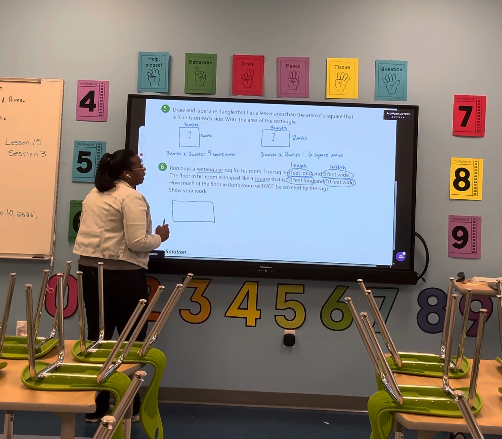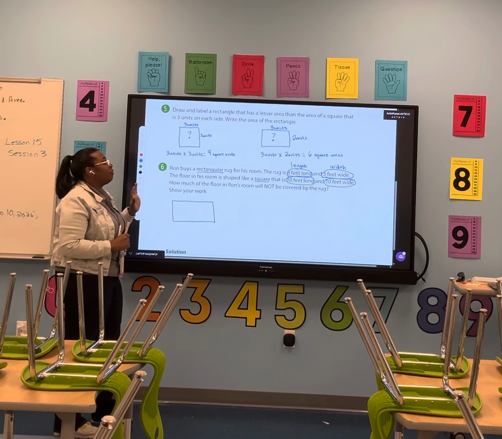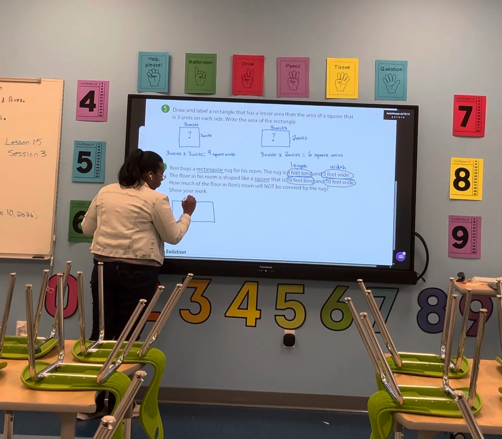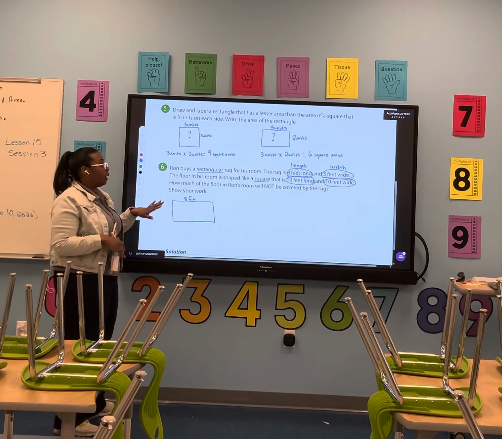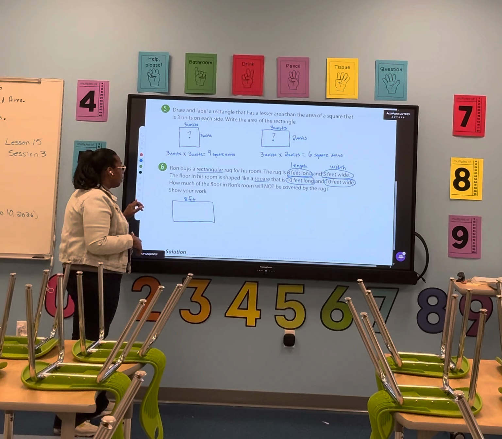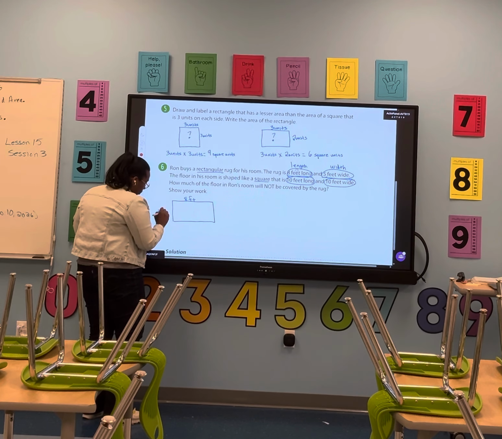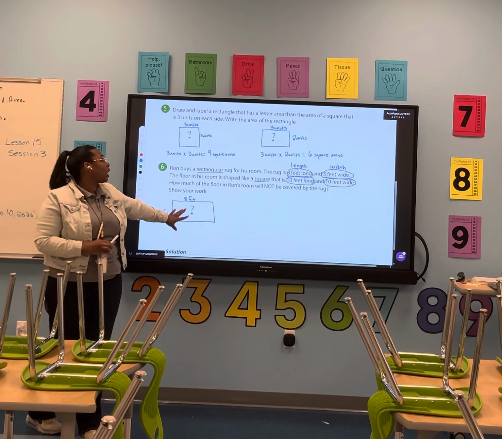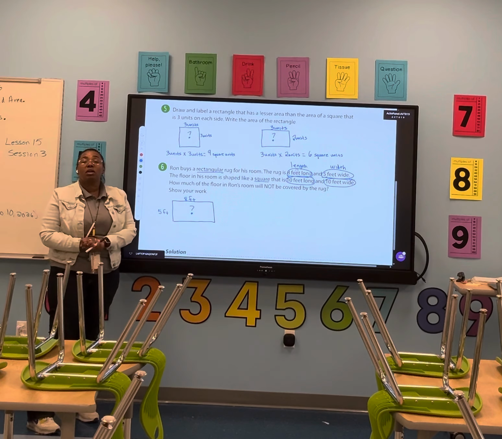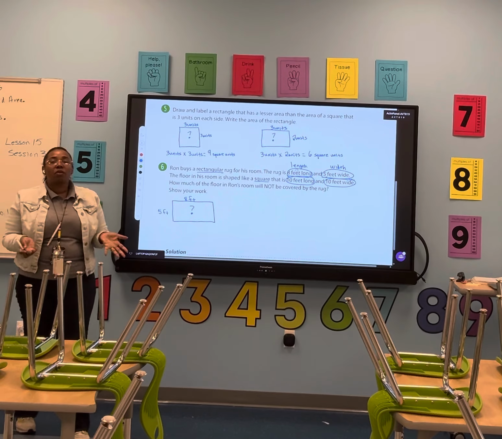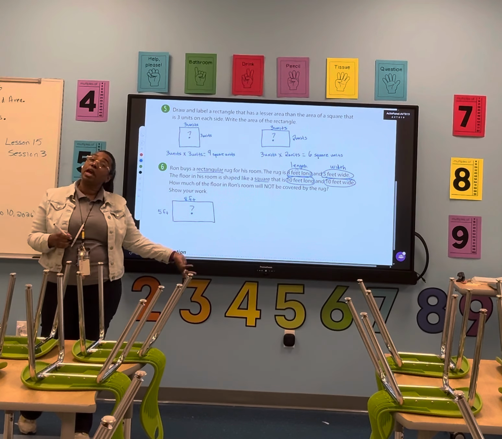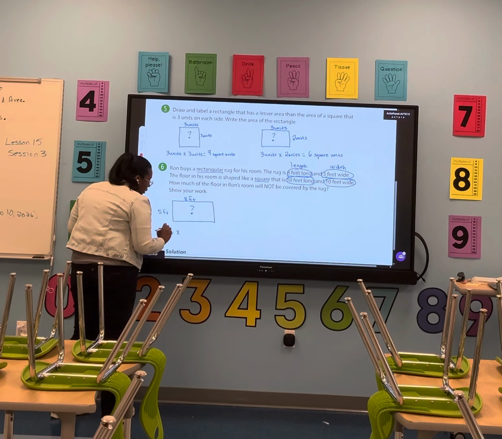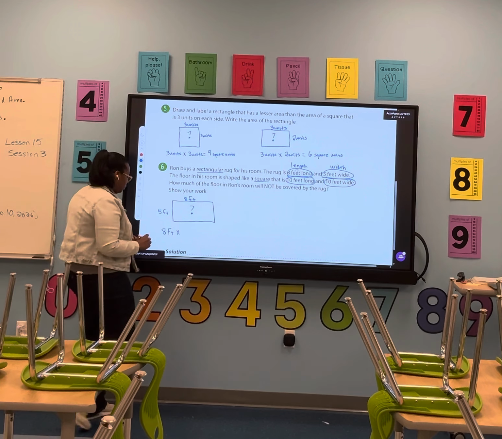Okay, and they tell us that the rug is 8 feet long, 5 feet wide. So we know the length is 8 feet, so I'm going to put my length up here as 8 feet. And they tell me that the width is 5 feet wide, that's my width. So I'm going to put 5 feet for my width. And then I'm going to put a question mark on the inside. So we need to figure out what's the area of that rug. We're going to use our equation like we've been using. Length times width equals area. So the length is 8 feet times the width, which is 5 feet.